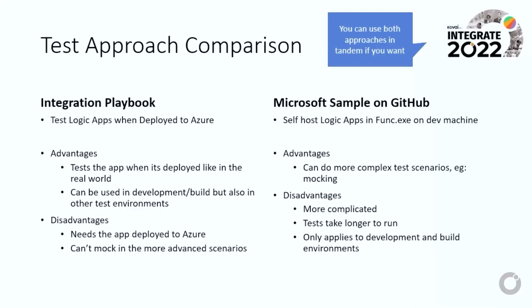So you want to test when it's deployed. You might want to test that in your pipelines, for example. With the playbook framework, you could test what's deployed in UAT in an automated fashion. The sample on GitHub from Microsoft is really about, on your dev box, can I do some of this mocking stuff and just test it in isolation. So there's a significant difference about how they work, but together they're really good.